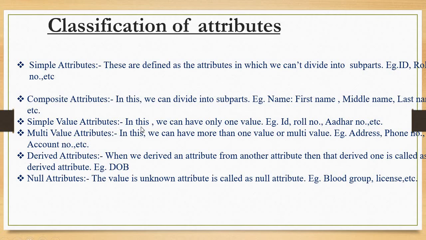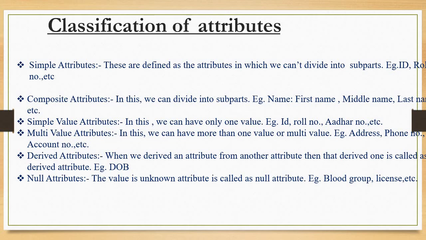Now the third point is single-valued attributes. In this, we can have only one value. Single value means only one value. For example, ID, roll number or Aadhaar number. Each student can have only one number, like an ID number or roll number, meaning an identification number. Now the multi-valued attributes. In this we can have more than one value. For example, address, phone number, account number, etc.